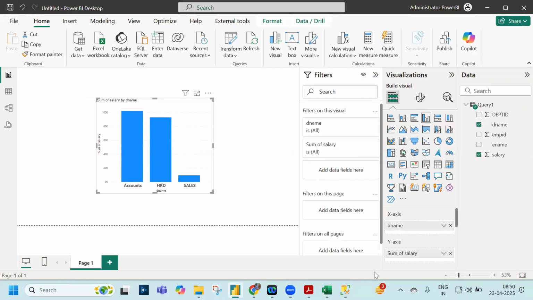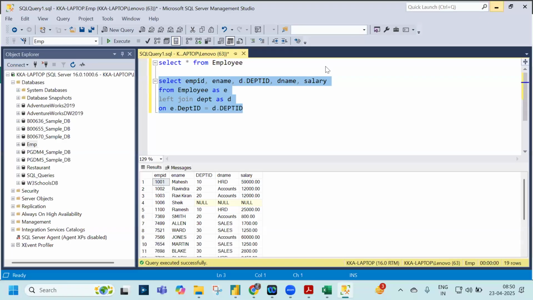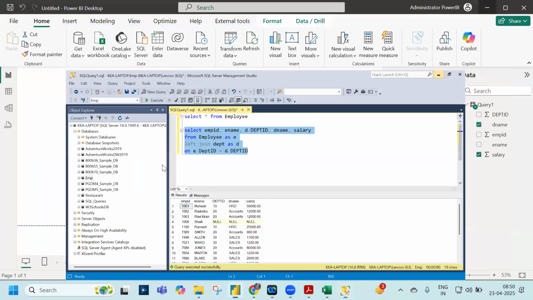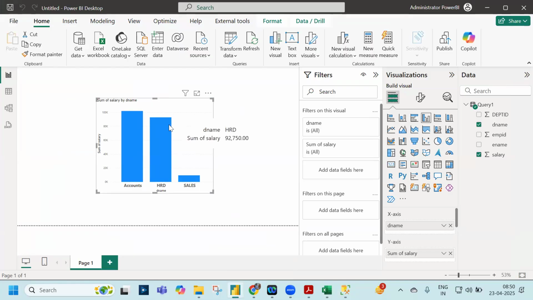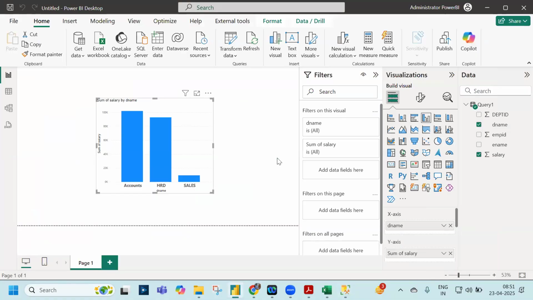So if this data gets changed in the database, when we attempt a refresh here, this will be automatically updated. So to perform these kinds of things, to write SQL queries directly to get the required output, we definitely need to learn SQL. But without this also you can read the data for Power BI.